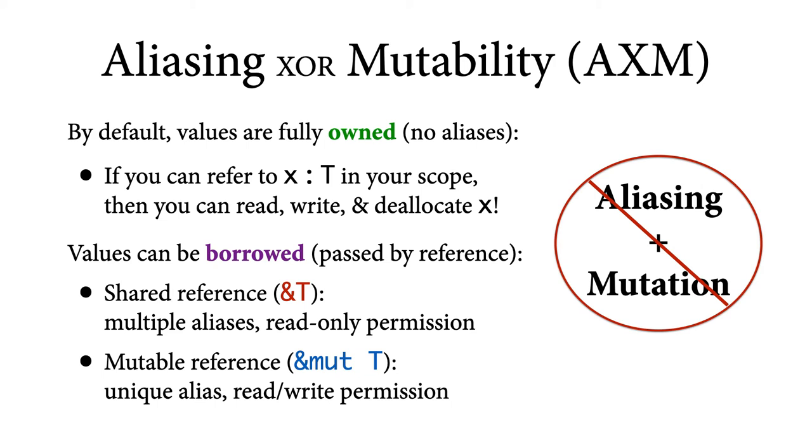then that's called borrowing, and you have two ways of doing it. You can either create a shared reference or a mutable reference, depending on whether you want to allow multiple aliasing or mutation. If you want multiple aliasing, then you create a shared reference of type &T, which you can copy freely, but you cannot use to mutate the value. If you want mutation, then you create a mutable reference of type &mut T, which you cannot freely copy. It's a unique alias, but you can use it to mutate the value.